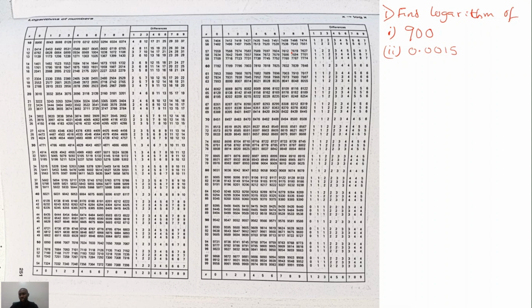They say find the logarithm of 900. What you should know is that when you want to find the logarithm of a number, the first thing to do is to express it in standard form. And what is standard form? Standard form is expressing a number in the form of a times 10 raised to power x, where a is equal to a number from 1 to 10, and x can be either a positive or negative integer.